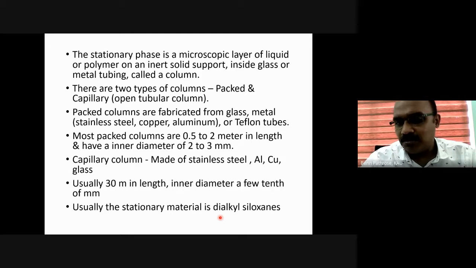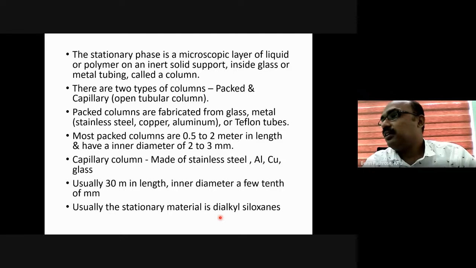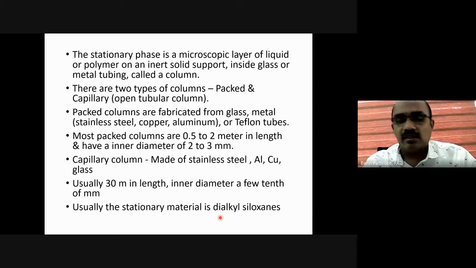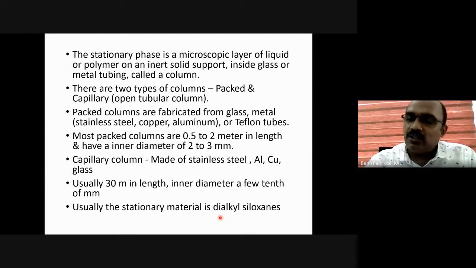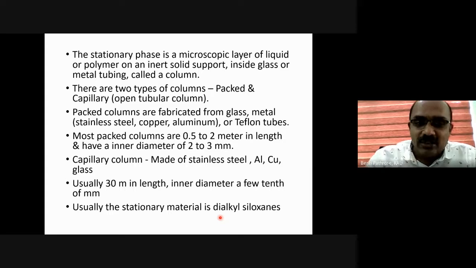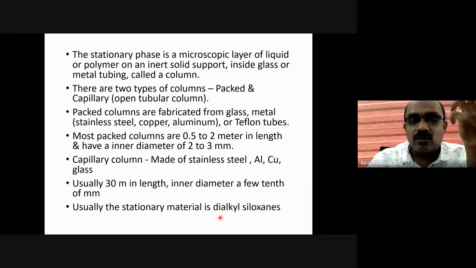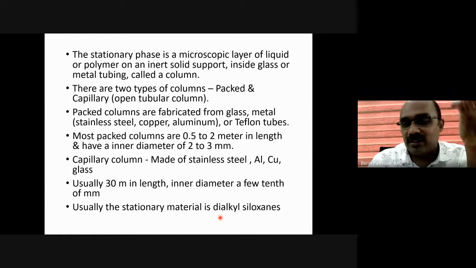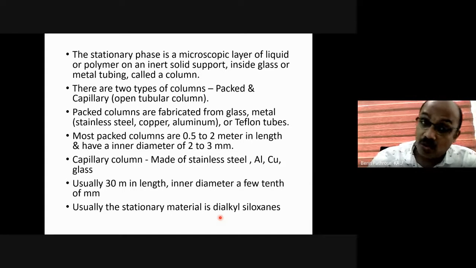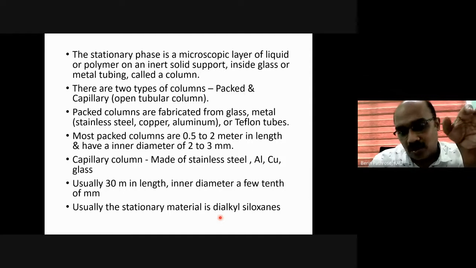This column. Just a minute, I will try to show a column also. Actually, this is very thin. Earlier, there were different kinds of columns such as packed column and capillary column. Packed columns are the ones which were used earlier. These packed columns are made out of glass, metal such as copper, aluminum, stainless steel, etc., or Teflon tubes. But these packed columns are not used nowadays.